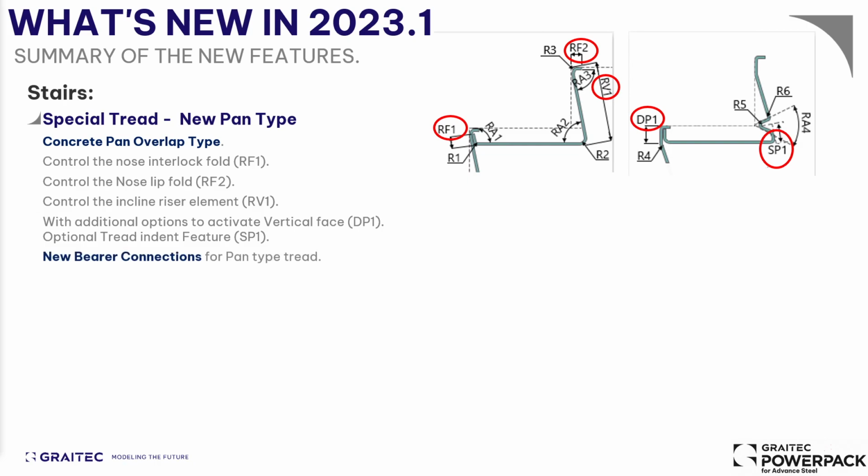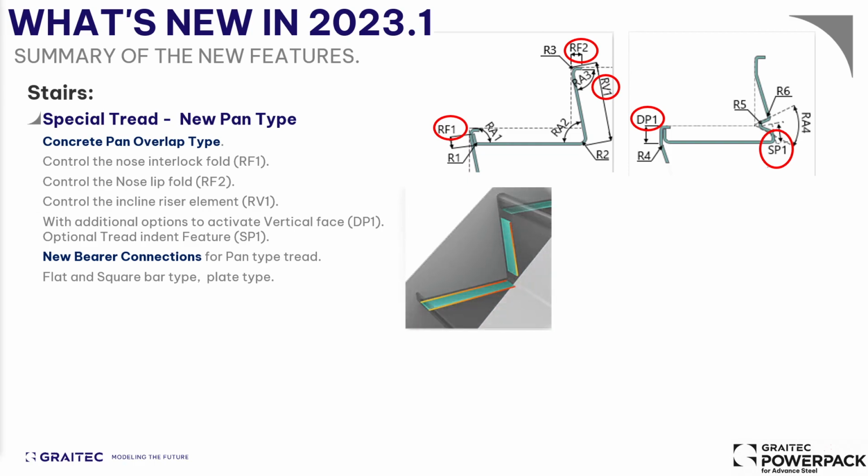To complement that, within this version we needed to look at some new connections to the stringer face. Although we had connections for angles and flat bars, etc., they didn't really cover what we needed. So we have extended that, and we've created new flat and square bar types and also plate types. These introduce two elements, one along the base of the pan of the tread and one along the rear incline face of the riser element of the tread. They provide direct support, and then the tread is welded to that.